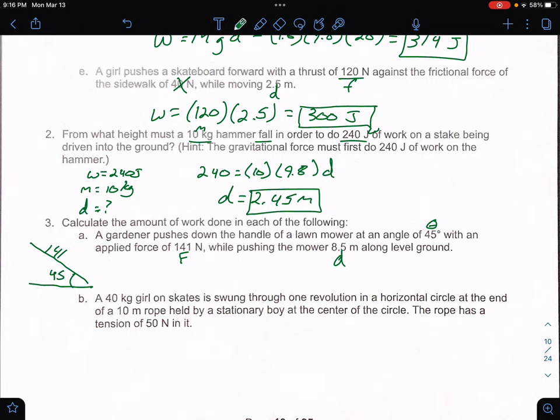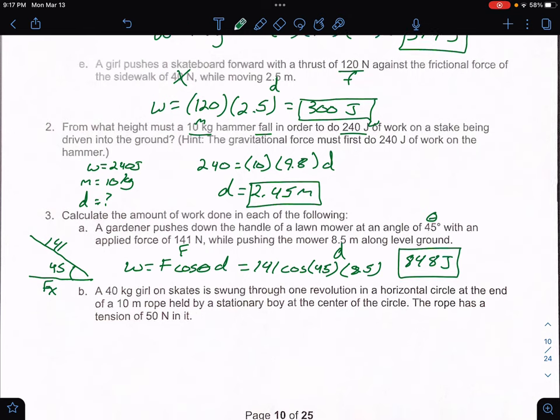I'm not going to use that directly. I'm going to use it to find my force in the horizontal direction, or F of X. Remember, anytime we have an angle, work equals force times cosine of your angle times distance, because it's the same thing every single time. So I'm going to plug in my force of 141 times cosine of 45 times my distance, which is 8.5. Multiply all that out, make sure you're in degree mode, and you get 848 joules.